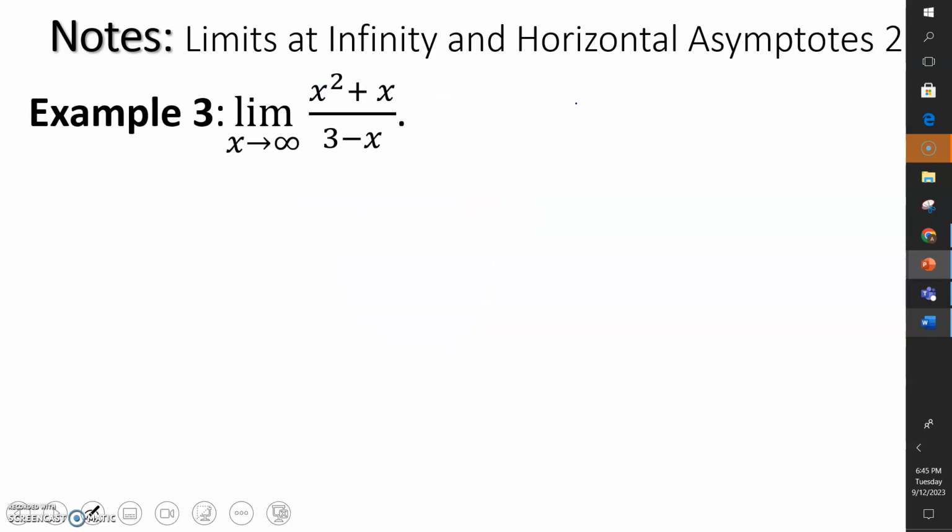Now here, we have the limit of x squared plus x over 3 minus x as x approaches infinity. Now, with this type of problem, we're going to have to tackle it a little bit differently. We cannot plug in infinity because it's not a value. And we don't really know what this looks like as is. So what we're going to do is we're going to take this function and we are going to divide everything by x. Just like so.